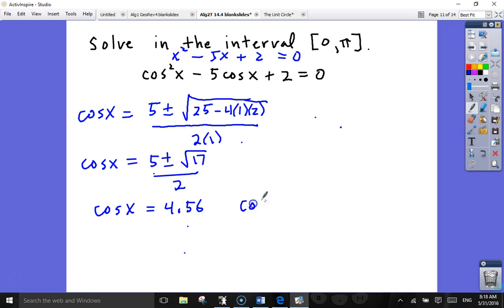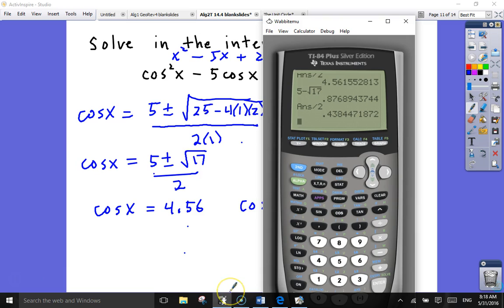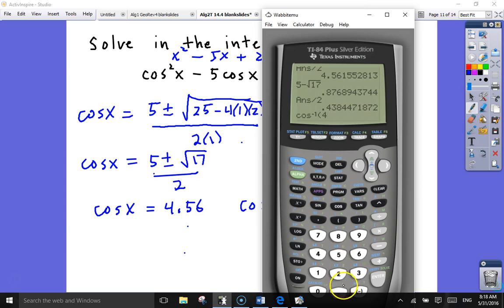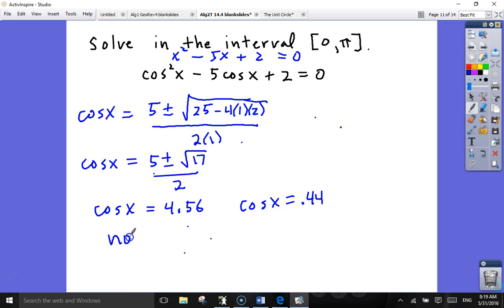So cosine equals 0.44. Okay, now we've got to do cosine inverse on both of those. For the 4.56, second, cosine inverse 4.56. Oh, that's right, I got an error. Why did I get an error? Cosine can't be more than 1, so this is no solution. Even better.